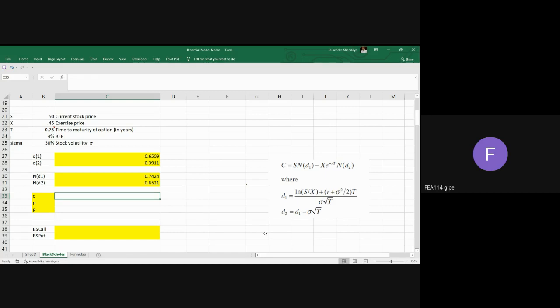Now coming to the call option pricing, we'll use the direct formula. S is this 50 into ND1, which is this one, minus exercise price, which is this one, into ND2 into exponential minus RT. So minus, there is rate 4%, and the time period is 3/4 of a year. And then I think we are done. So I hit enter.